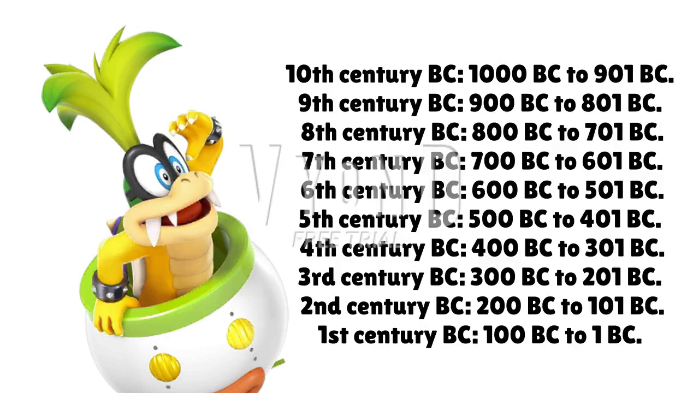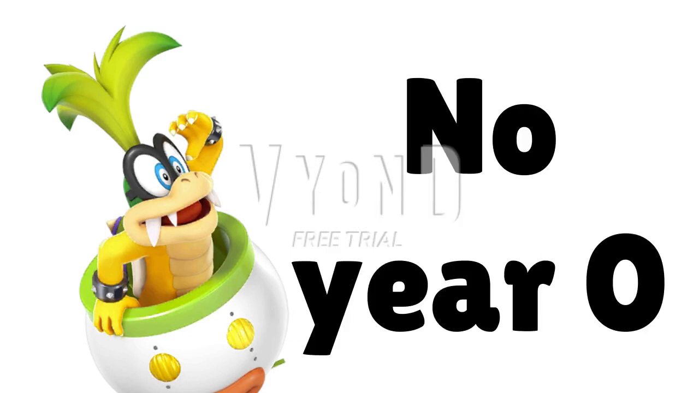4th century BC, 400 BC to 301 BC. 3rd century BC, 300 BC to 201 BC. 2nd century BC, 200 BC to 101 BC. 1st century BC, 100 BC to 1 BC. Like I said, there's no 0 BC nor 0 AD nor 0th century.